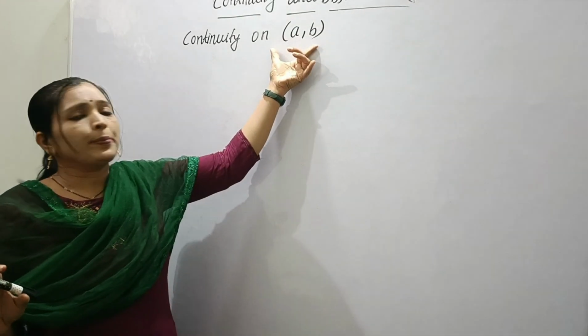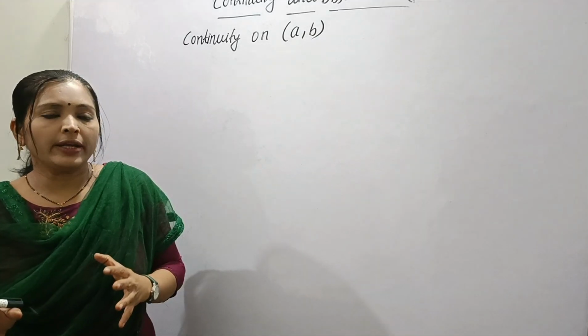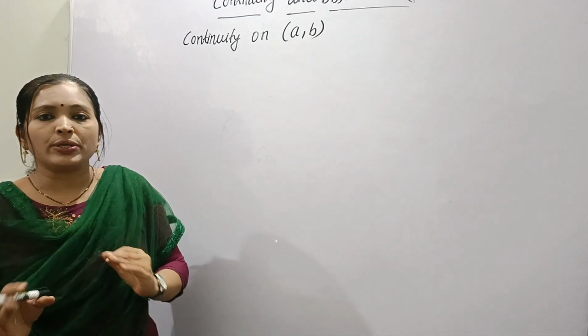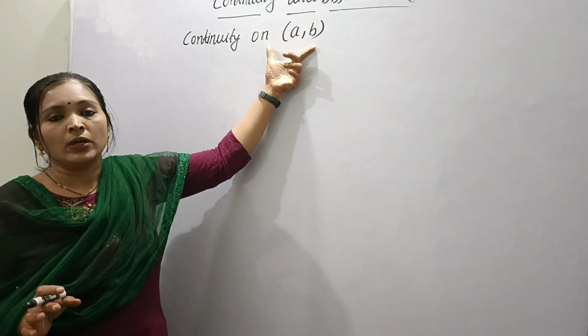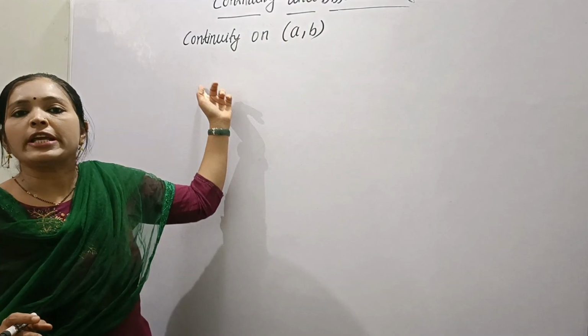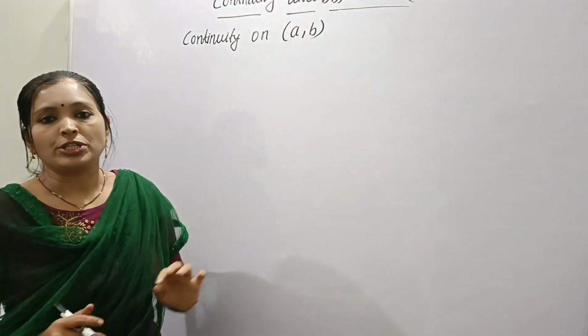Here there are many points between A and B, right? So this function should be continuous at every point of open interval AB. Then we say the given function is continuous on open interval AB.